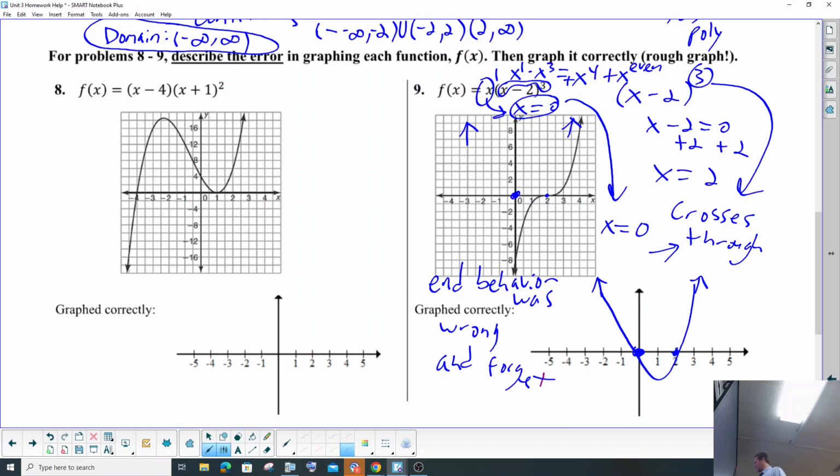And forgot the x-intercept at 0. And x equals 0. Cool.